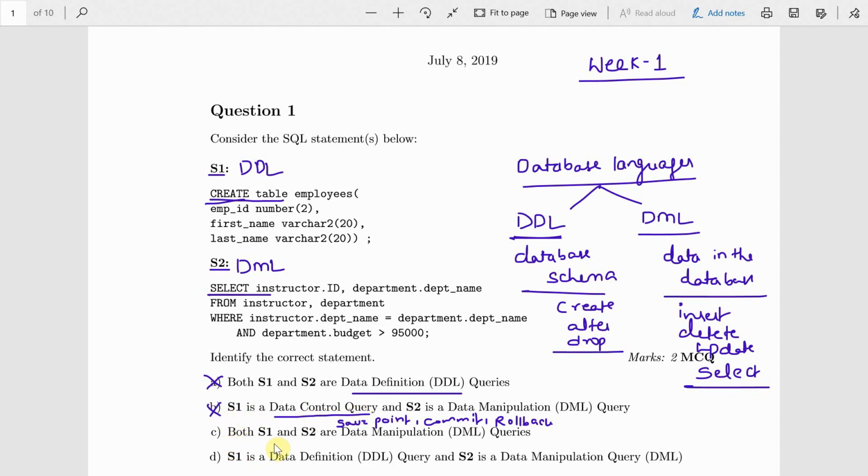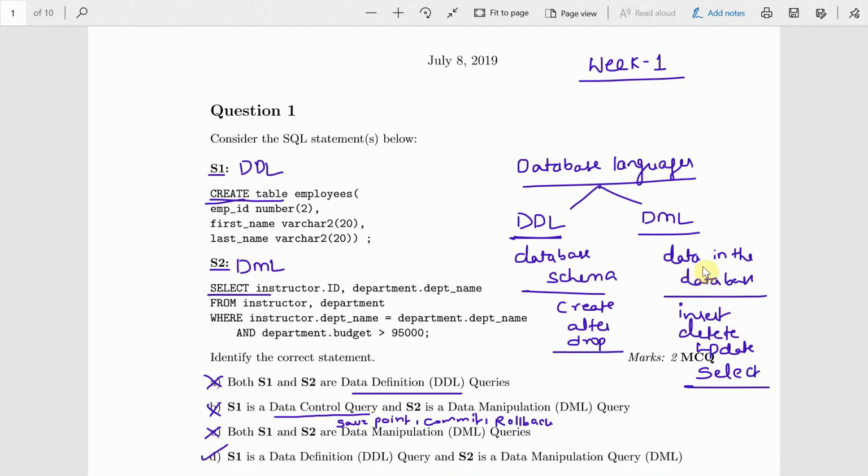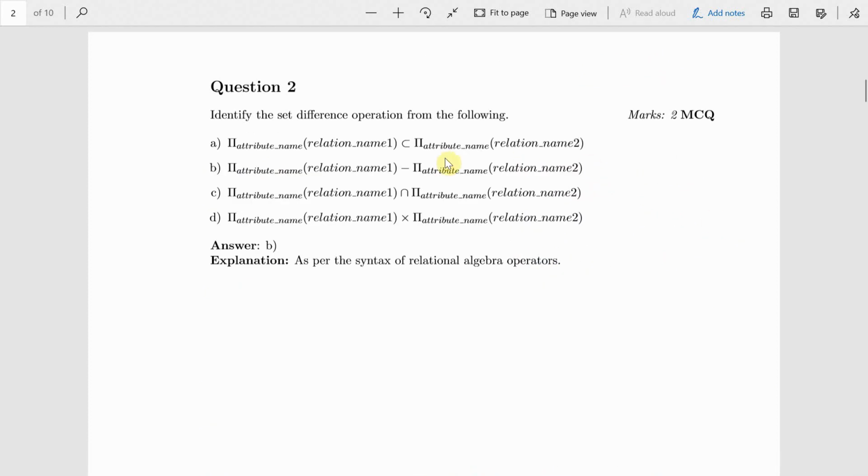Now option C, both S1 and S2 are data manipulation language. Again it is incorrect, because S1 is data definition language. Now coming to option D, S1 is data definition language, correct, and S2 is data manipulation language, correct. So the answer for this question is option D. Coming to question number 2.